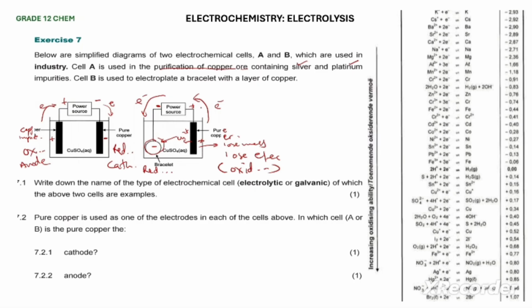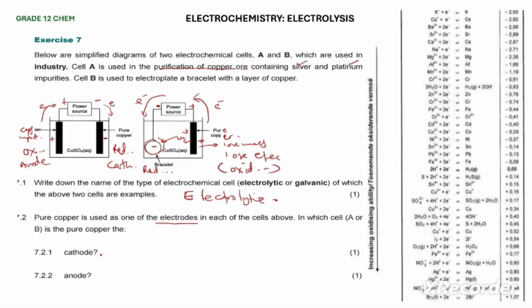So again, we've now broken down the question before answering. Write down the name of the type of chemical cell, that's galvanic or electrolytic. Obviously, we're talking electrolytic. As soon as you see a power source, that's a giveaway. Pure copper is used as one of the electrodes in each of the cells above. In which cell, A or B, is pure copper the cathode?